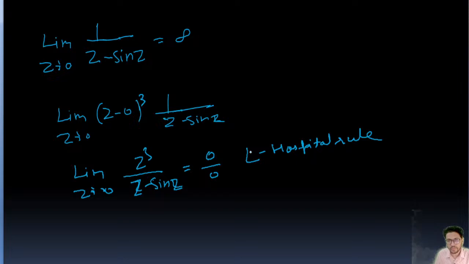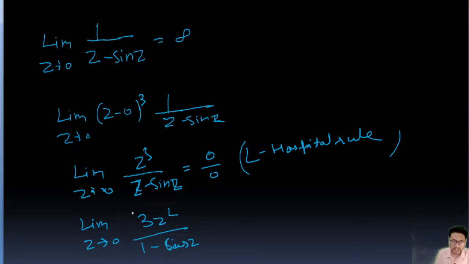In that case we will differentiate it. We'll differentiate 3 times. The first time it does not work, right? If you differentiate the first time, this is going to be 3 z square upon 1 minus sin z is cos z. In that case again this is not giving a finite value, so again we'll differentiate it.